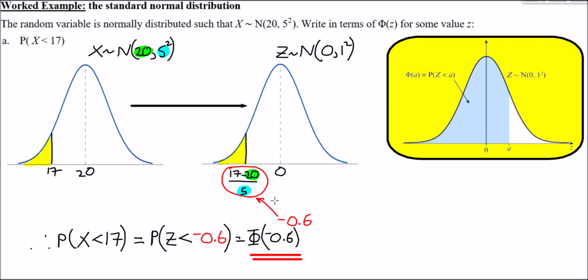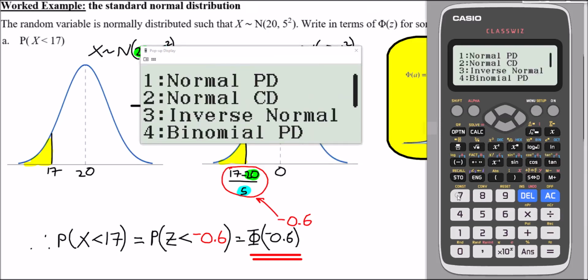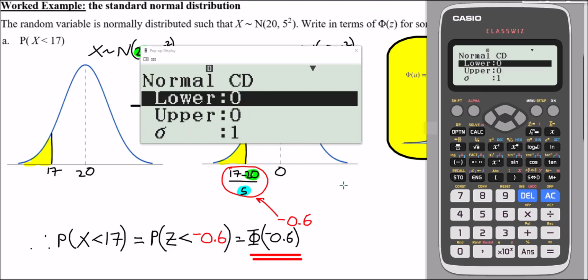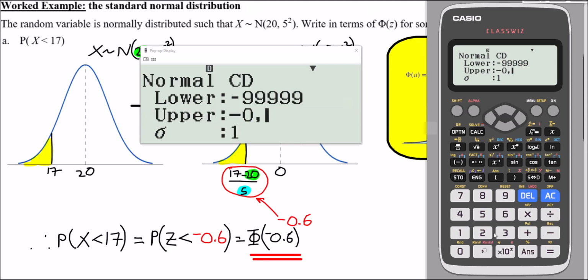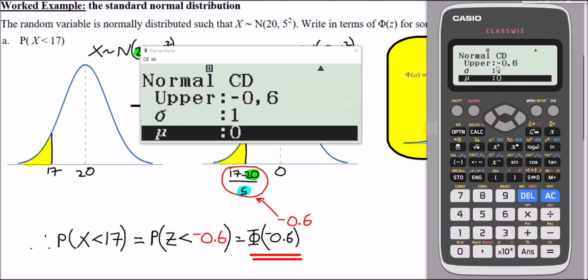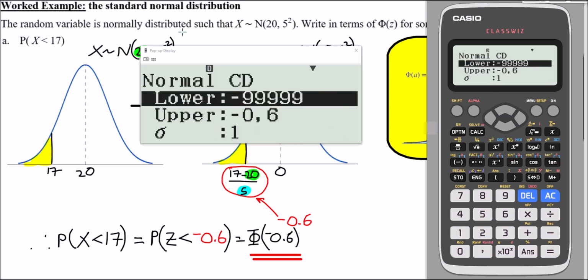If you actually did want to work out what this area would be, you could use the standard normal distribution on the calculator. Even though the question isn't asking you to do this, I'll show you how you'd relate this to actually generating the probability. If you needed to, you'd press menu 7, then go to Normal CD. The upper limit would be minus 0.6 and the lower would be unbounded. Sigma is 1 for the standard normal, mu is 0 for the standard normal. Press equals, and we get 0.274.